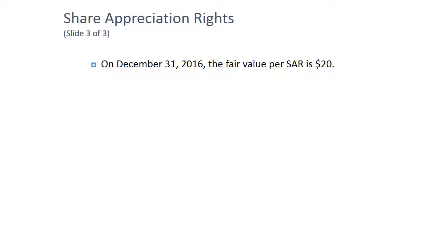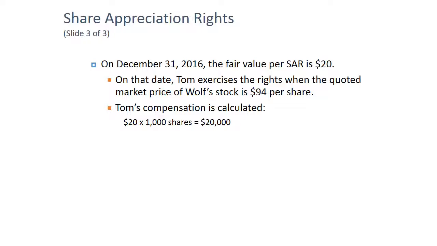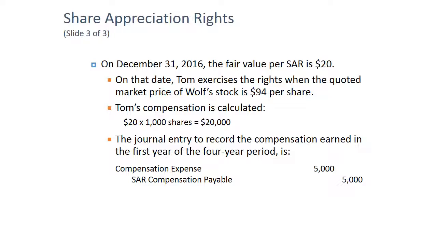On December 31st, the fair value is $20. On the date Tom exercises the rights, the quoted market price of the stock is $94 a share. Tom's compensation is calculated by taking the $20 fair value of the stock appreciation right times the 1,000 shares. The journal entry to record the compensation earned in the first year of the 4-year period would be 1/4 of it. Compensation expense is debited. SAR compensation payable is credited.